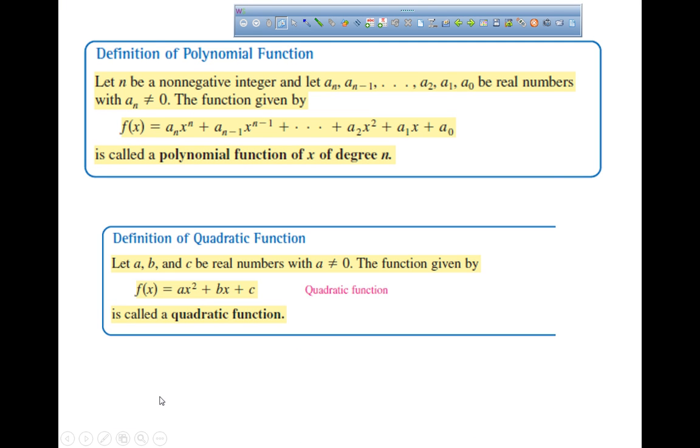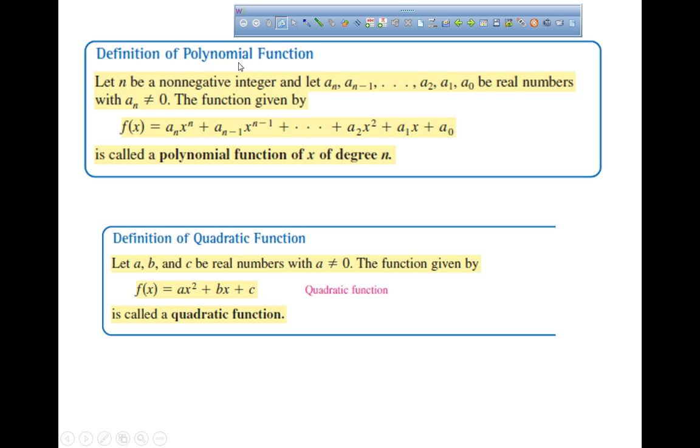Okay, so thank you. Today I am recording this. Anyway, a quadratic function is a specific type of polynomial, right? And you guys kind of know about quadratic functions. They make a special shape, right?